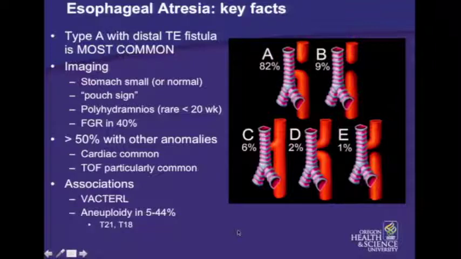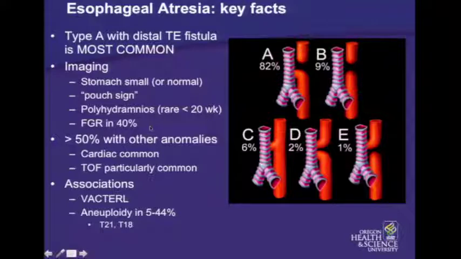So there's different types of esophageal atresia. By far, the most common is type A, where there is also a TE fistula, which means the stomach may be small in these cases, or even normal, because fluid is getting from the trachea into the stomach. The pouch sign may or may not be seen. Polyhydramnios is uncommon at 20 weeks, but a small stomach is not uncommon in these cases at 20 weeks.